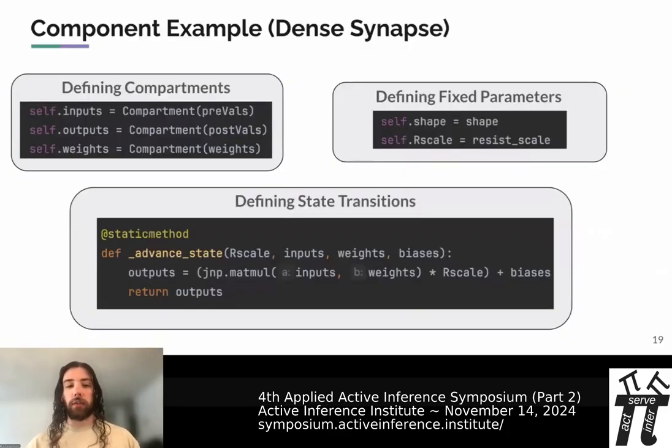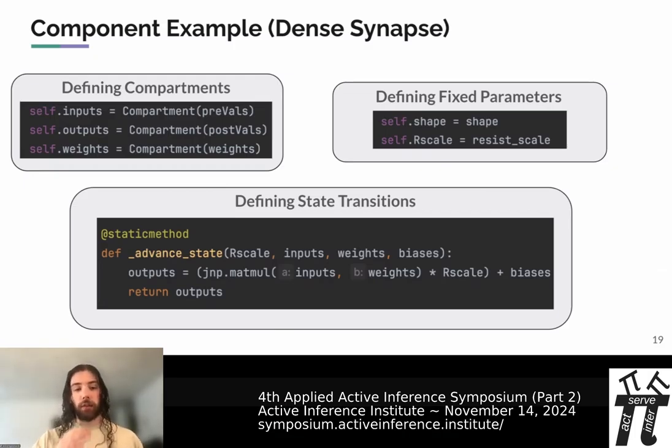Here's an example of a component in NGC-Learn. Specifically, we are going to be looking at the dense synapse. Now, all a dense synapse is, is a weight matrix that has both a resistance scale value on it, so just a constant multiplication scale factor being applied to everything, as well as a bias term that is added to everything.